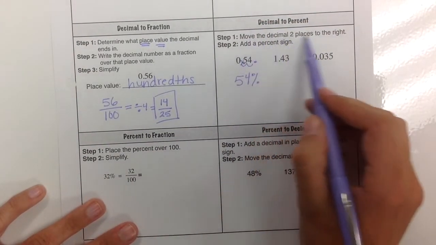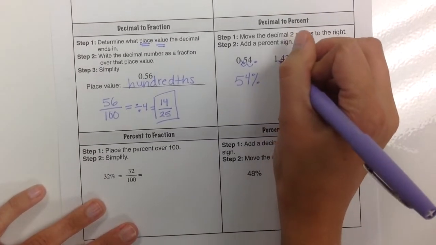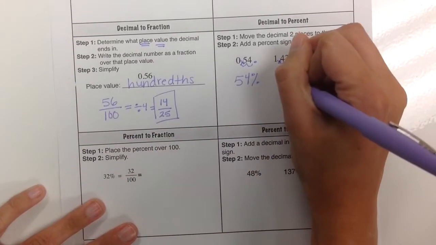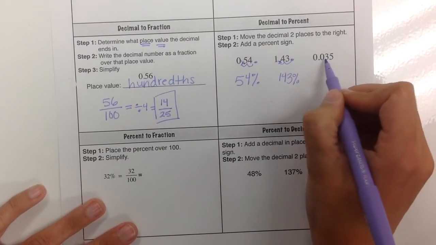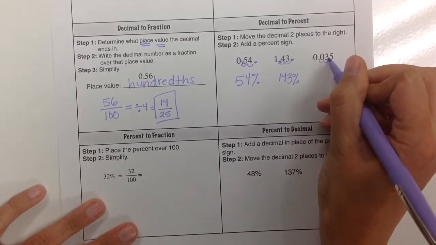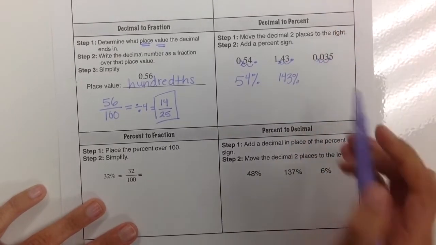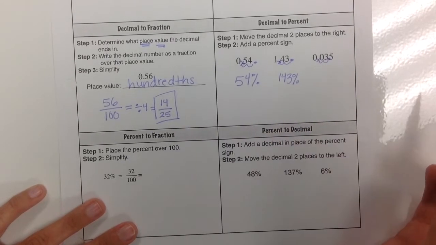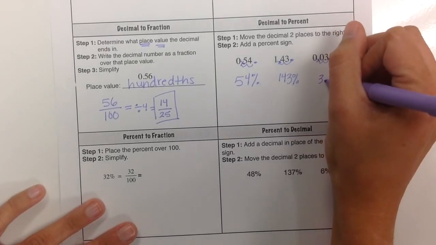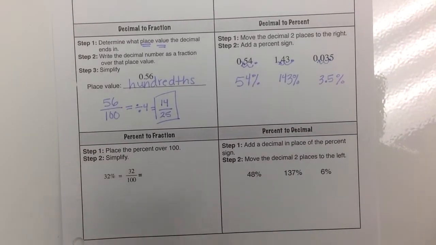Same thing here, we move our decimal 2 places to the right. So once, twice, our new decimal goes here. That decimal's no more, so we have 143%. And then over here, move our decimal twice to the right. Once, twice, the new decimal goes in between that 3 and that 5. That decimal is no more. These zeros in front don't really matter. 0, 0, 3 is just 3. So I write this as 3 and 5/10, or 3.5, and add the percent sign. And we've got 3.5%.